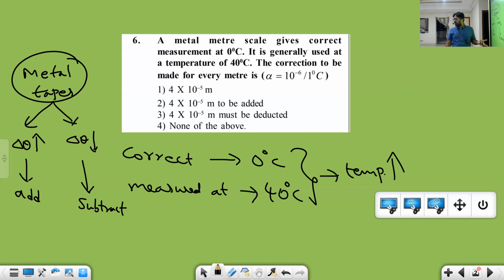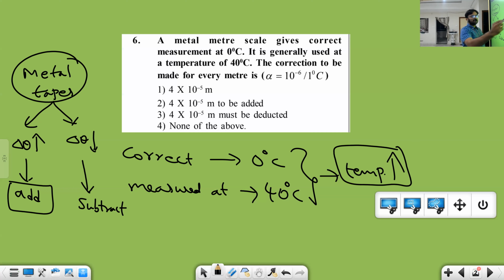Finally, these are the conclusions we made in yesterday's class. Temperature increases, add the error. Temperature decreases, subtract the error. With this information, no doubt there is an error here, so the error must be added or subtracted. See what happened now. Is the temperature increased or decreased? Increased. Temperature increased means add the error. That means the answer must be added. This part is correct.